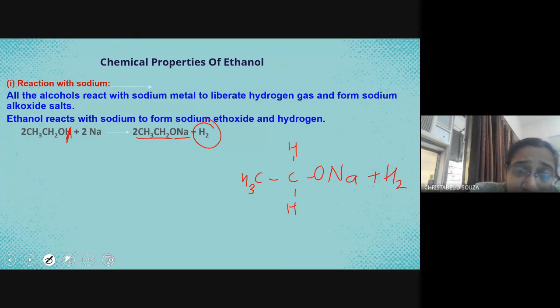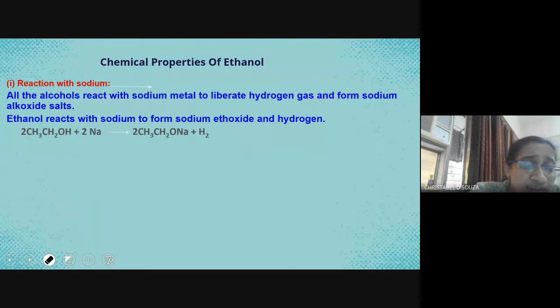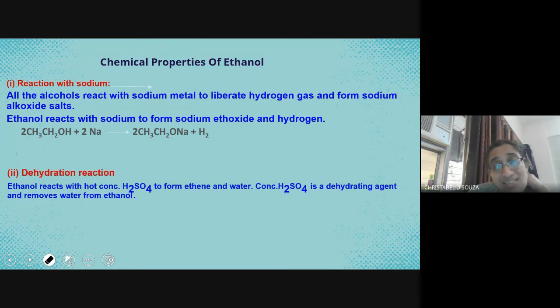The hydrogen goes on the other side because here there are two hydrogen atoms, so you get sodium ethoxide and hydrogen. We have done one reaction before: ethyl alcohol or ethanol reacts with oxygen to form carbon dioxide, water, light and heat, right? Now this is very important, dehydration.